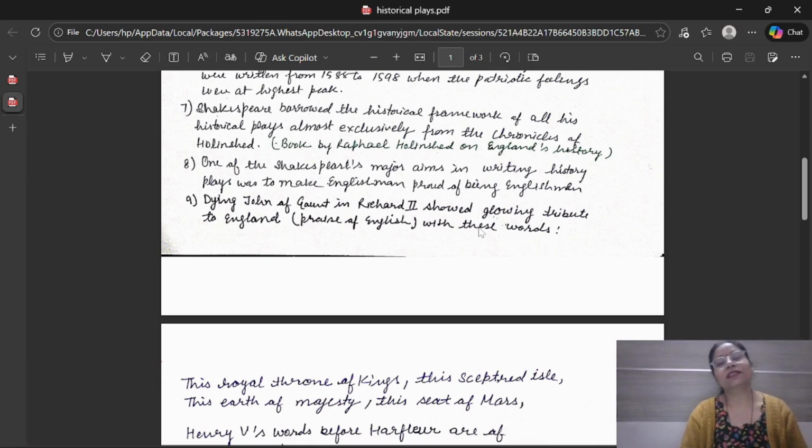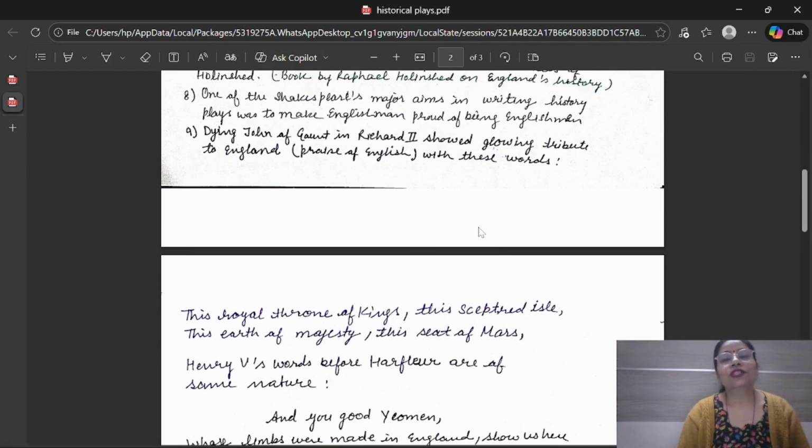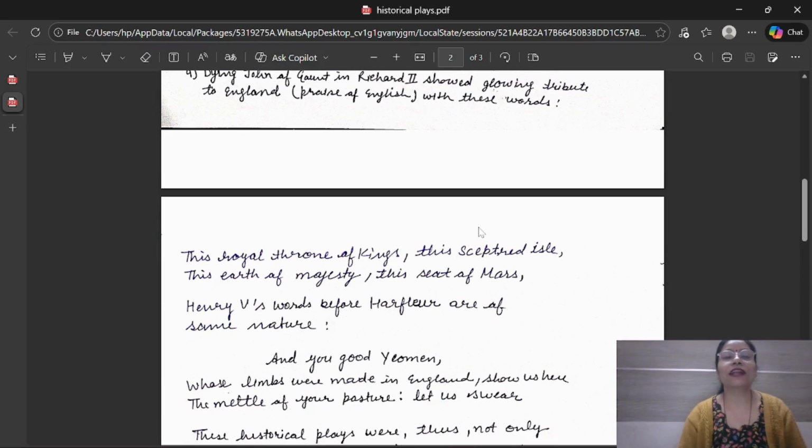These all plays were dedicated to this. Dying John of Gaunt in Richard II gives a glowing tribute to England, praising England with these words. So in the work of Richard II, the dying John of Gaunt praised England in this way and intensified the feeling of patriotism among readers. This royal throne of kings, this scepter'd isle, this earth of majesty, this seat of Mars.